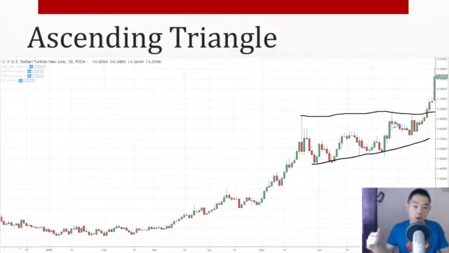The way you draw your ascending triangle is with your drawing tools. You're simply drawing a resistance on your chart and a trend line. This over here is the upward trend line, and this over here is the resistance. Apply the same concept as how you would use your drawing tools.